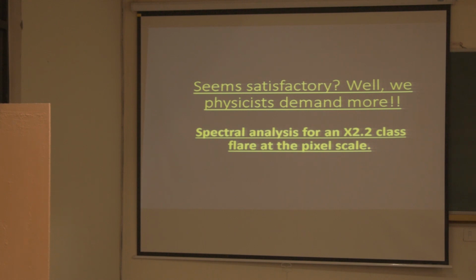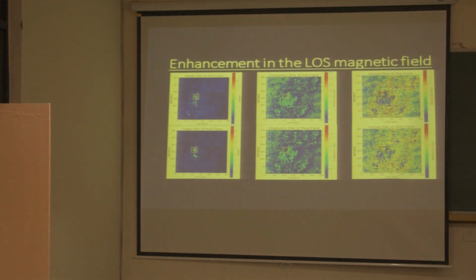So it seems satisfactory, but we demanded more, because even after getting all those things, we wanted to check whether the things which we are getting can be represented in an image of the sun. What image means here is the magnetic field. So these are the images which we are getting, and you can see in the first part, which is the amplitude plot, there is an increase in the amplitude.